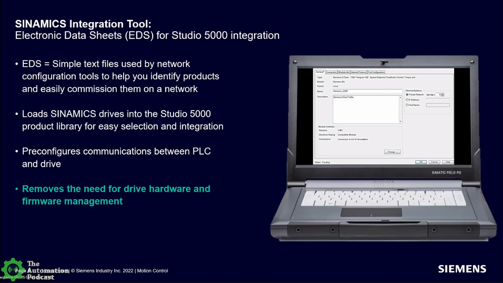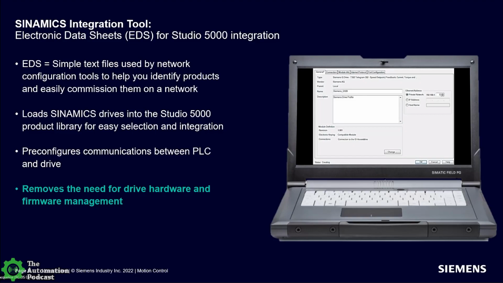And what this allows you to do is, say you have an issue where you need to replace a drive. A drive fails on the network and you need to replace it. And you want to do this quickly, of course, right? You want to reduce downtime, you want to get back up and running. But normally what you might have to do is make sure that the replacement drive has the same firmware revision as the drive that just failed.